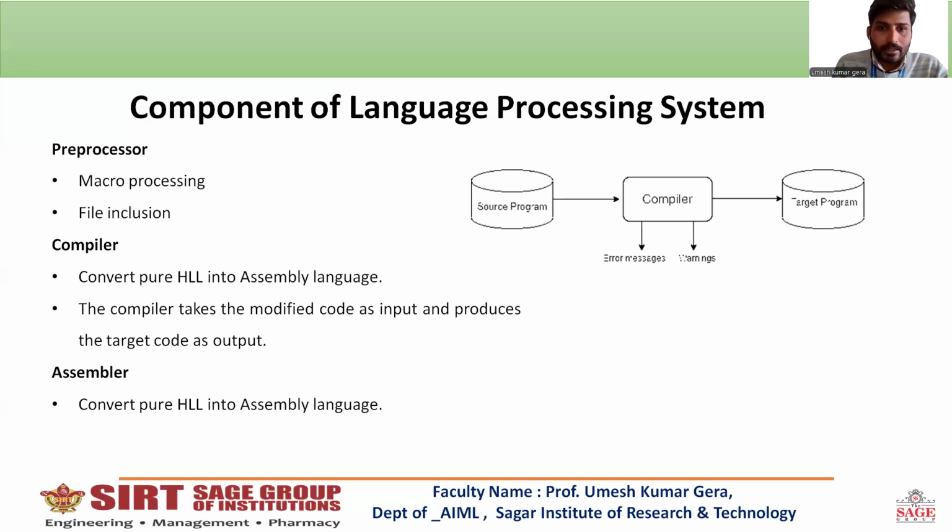So this is basically the language processing system, where your high level language program is converted into the target machine code. In the next lecture, we will discuss what the compiler is and what the various phases of the compiler are.